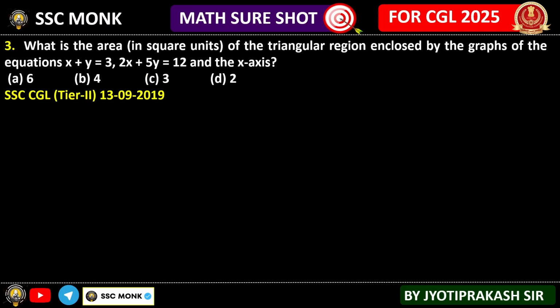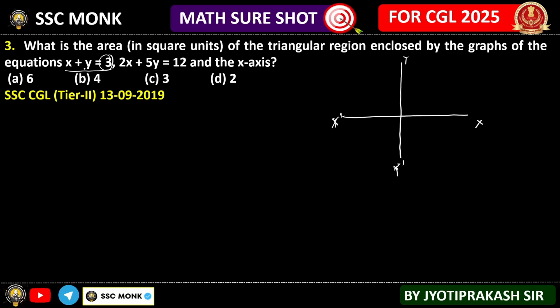Clear? Next, what is the area of the triangular region enclosed by the graphs of the equations x plus y is equal to 3, 2x plus 5y is equal to 12, and the x-axis? Okay, now let me tell you how to solve this question. Now understand, this is a graph, right? This is x-axis, this is y-axis, this is x dash, and this is y dash. Okay, now let's say this is a line or equation, that is x plus y is equal to 3. Now how will this line be formed? There will be a certain line which will be crossing through the x-axis and y-axis, and it will give us the value of this.